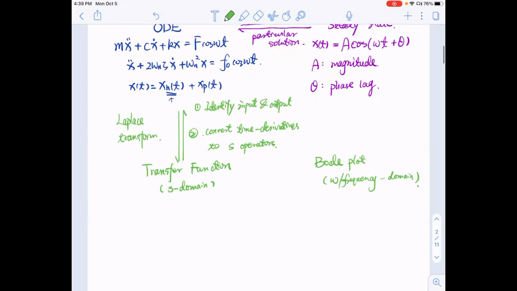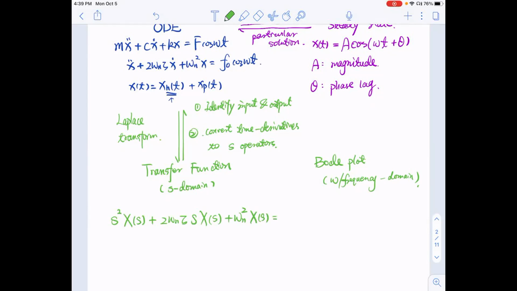All right, so let's use this ODE for example. So x double dot, your constant stays the same. Let's use the normalized format, so everything is consistent. Your x double dot becomes X(s) times s squared. Your second order derivative becomes s squared. The same thing applies to the second term. The constant stays the same. First derivative becomes a single s, and then time domain function becomes s domain function. And then the third term is omega n squared times the s domain function.